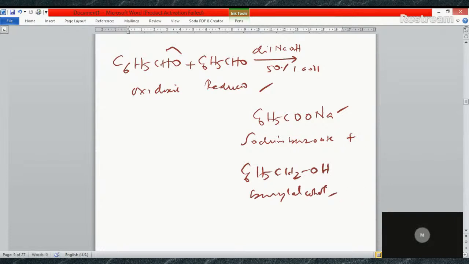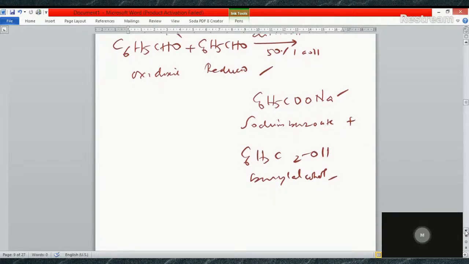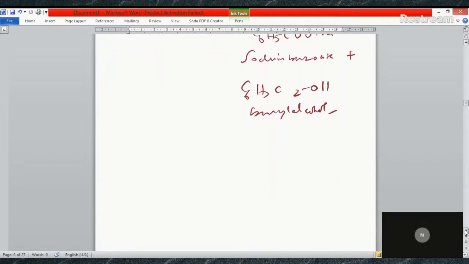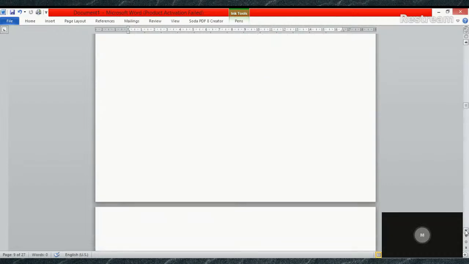So we are getting a mixture of benzyl alcohol and sodium benzoate from benzaldehyde, and this reaction is also known as a disproportionation reaction, because the same molecule undergoes both oxidation and reduction. And its mechanism is explained as follows. The mechanism of this reaction is given as follows.